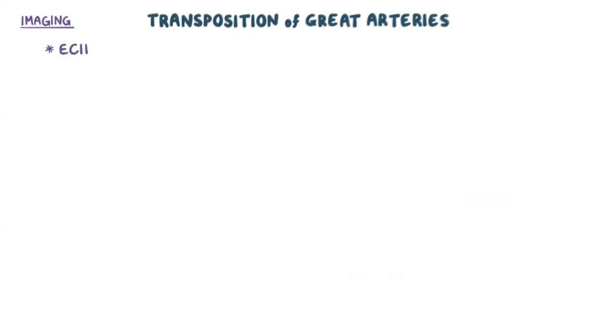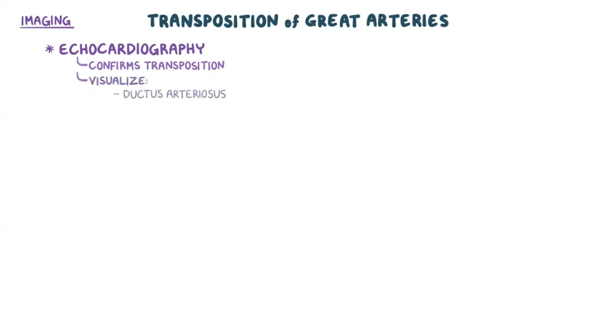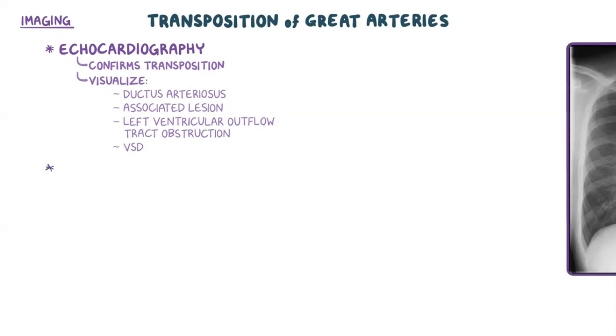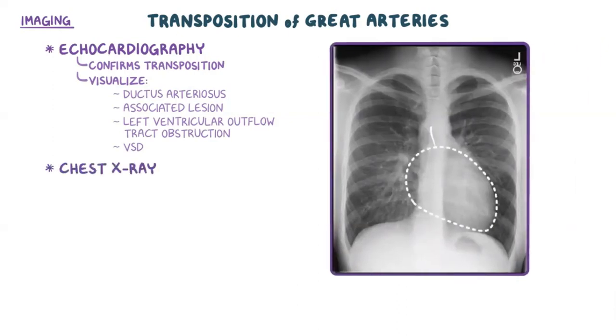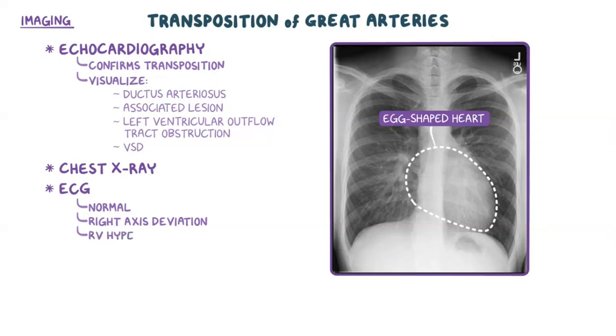Regarding imaging, echocardiography confirms the transposed ventricular atrial connections and the interatrial communication. It can also visualize the ductus arteriosus as well as any associated lesion, such as left ventricular outflow tract obstruction or a VSD. Next, chest radiography might show the classic appearance of an egg-shaped heart in some cases. Electrocardiography is often normal, but may show right axis deviation and right ventricular hypertrophy.